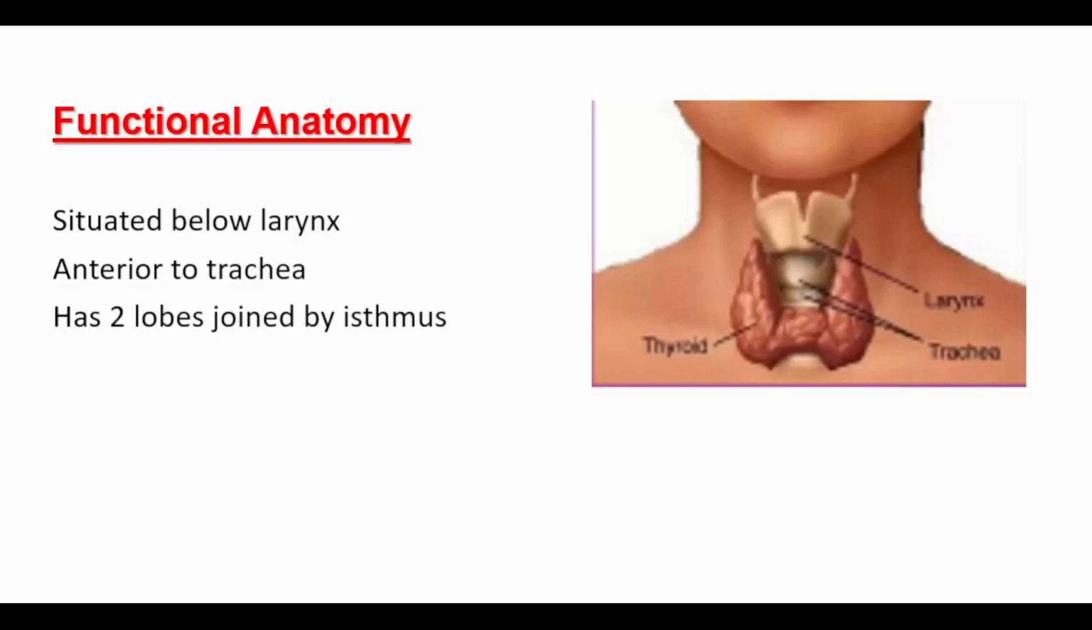So the thyroid gland is situated in the neck, below the larynx and in front of the trachea. So you can see the thyroid gland. Here you can see the trachea and larynx. So it is present in the neck, below the larynx and anterior to the trachea. It has two lobes, that is a right lobe and a left lobe, and both the lobes are joined by a structure known as isthmus.